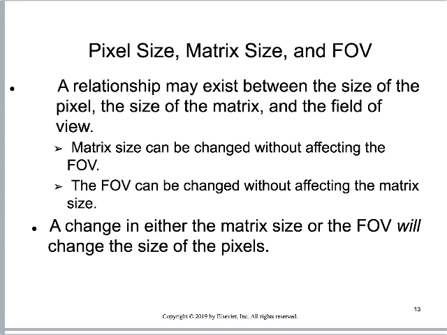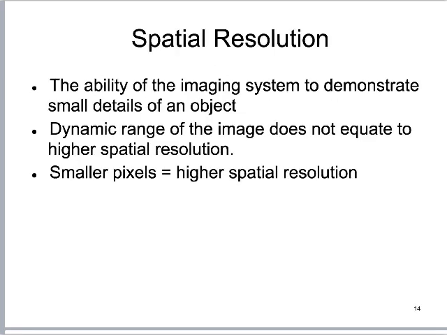But changing either one of those impacts the pixel size, right? So when I coned in, when I reduced the field of view, I reduced the pixel size. When I changed rooms, when I went from the Fuji room to the Siemens room, I reduced the pixel size. All of that is what we're talking about when we talk about spatial resolution.